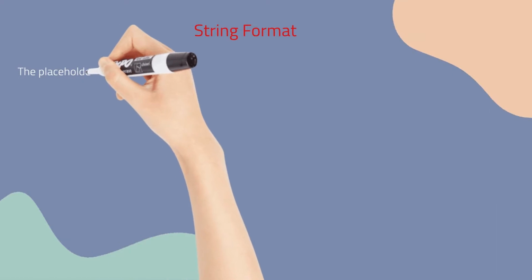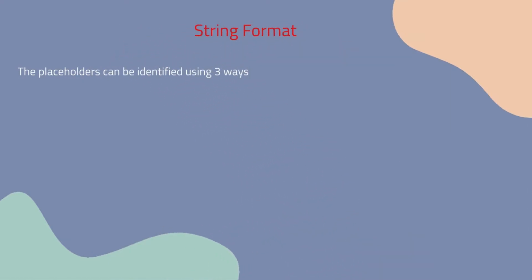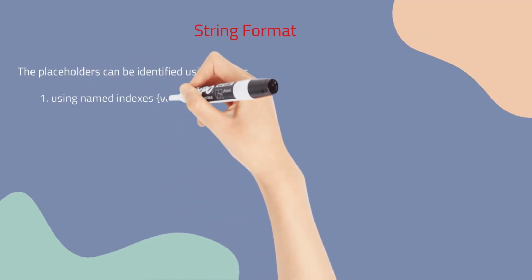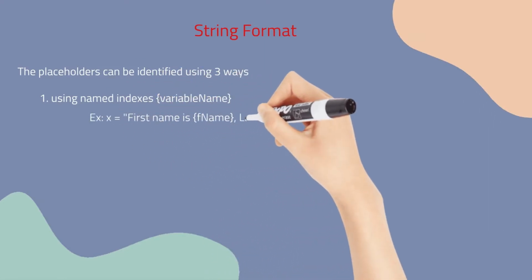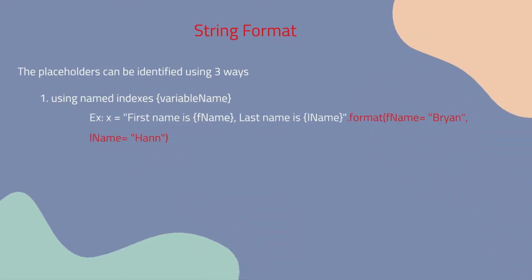The string placeholder can be identified in 3 different ways. First, by using named indexes with the variable name in curly braces. For example, in the string we are passing the named index as name and name, whose corresponding values need to be taken from the format method and substituted accordingly in the string.